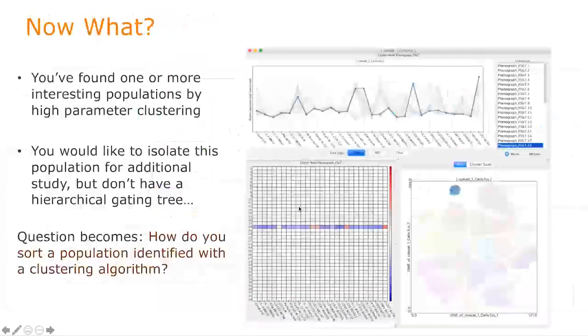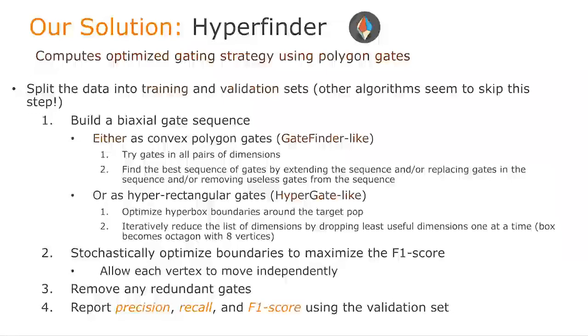So now what, right? What do you do with a cluster population? You have no gating tree. You can't clean it up. This is an old Cluster Explorer UI here. So the question becomes, when you have clustering, how do you sort a population identified with a clustering algorithm? And we've come up with a solution there too, called Hyperfinder.